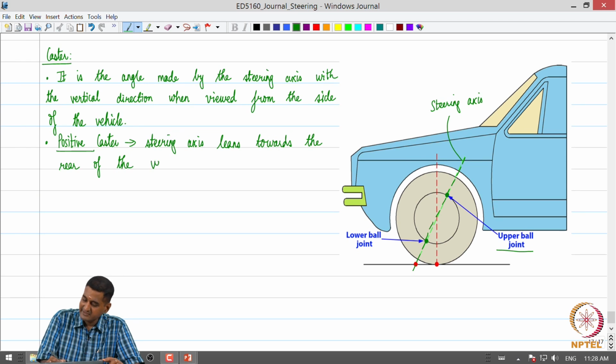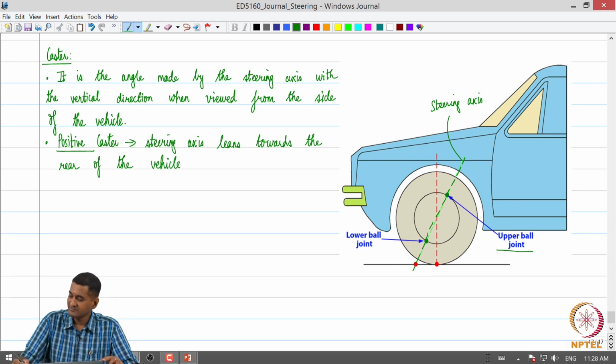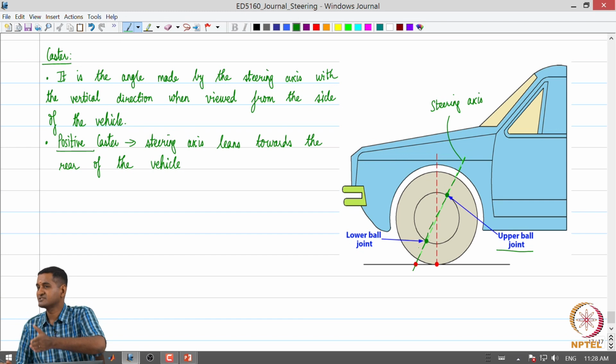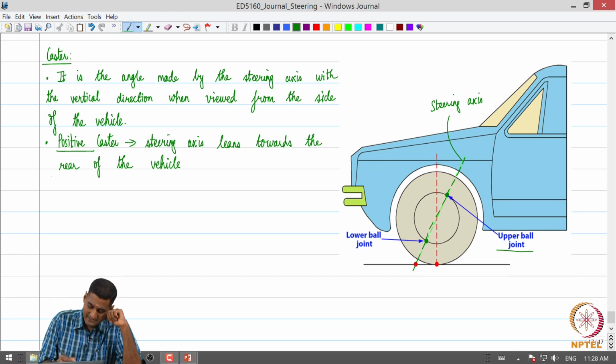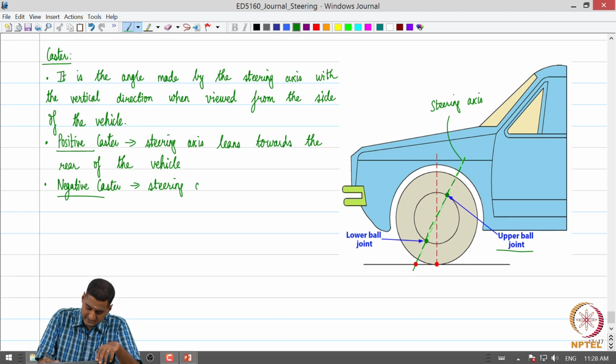So, in this schematic we can see that as we go up from the ground, the steering axis is leaning towards the rear of the vehicle. So, that is positive caster. So, when will caster be negative? It is the other way around, when the steering axis leans towards the front of the vehicle.